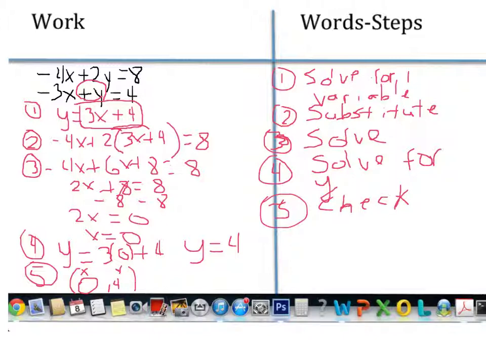So if we plug those back into both of the equations, we already know it works in the second equation where we solved for y. We've already checked that one. And then the first equation, if we check it, if we plug in negative 4 times 0 plus 2 times 4, we do get it equal to 8, so that also checks, and therefore 0, 4 is the solution where these two lines will intersect.